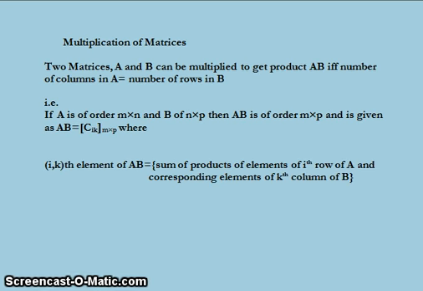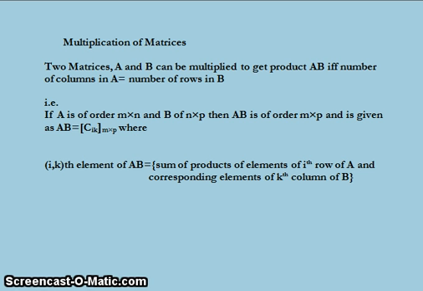The elements of the matrix C, which is obtained by multiplying two matrices A and B, are equal to the sum of products of elements of the ith row of A and corresponding elements of the kth column. Now we can make it clear by taking an example of two matrices.